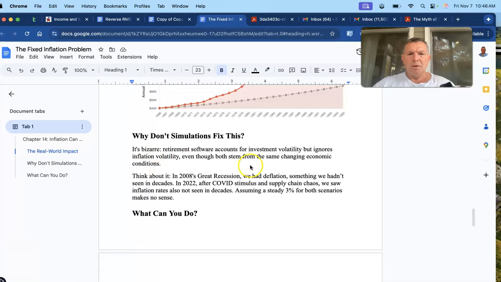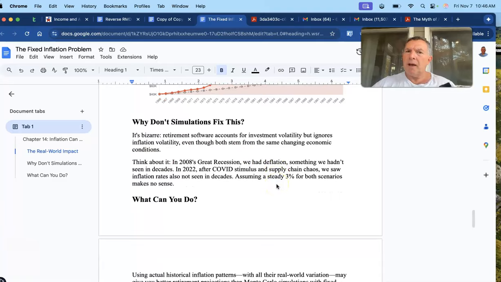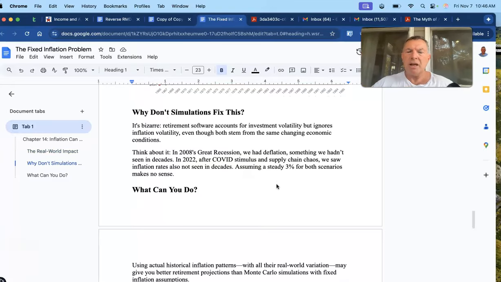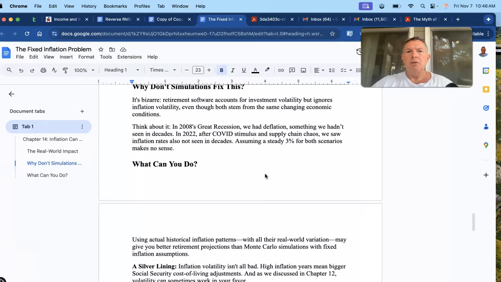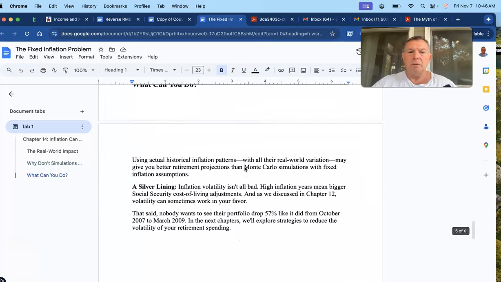Let's see. It's bizarre. Retirement software accounts for investment volatility but ignores inflation volatility, even though both stem from the same changing economic conditions. Think about it. In 2008, the Great Recession, we had deflation, something we hadn't had in basically decades. I think we had one bout of deflation like 1957 or something like that, small potatoes stuff. In 2022, after COVID stimulus and supply chain chaos, we saw inflation rates we also hadn't seen in decades. Assuming a 3% steady inflation for both makes no sense.